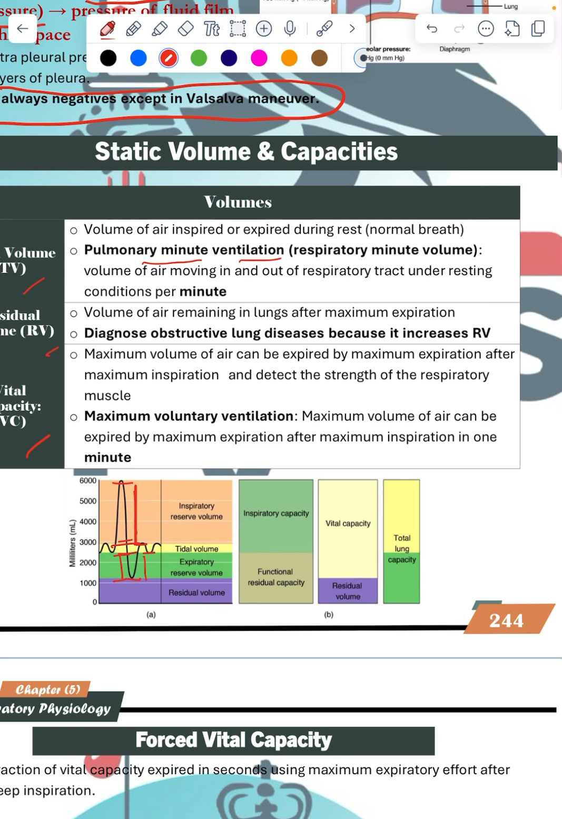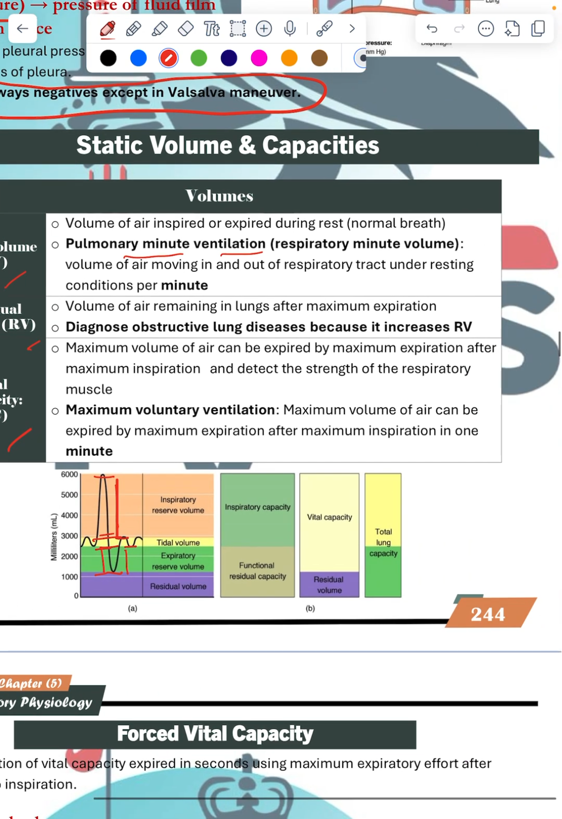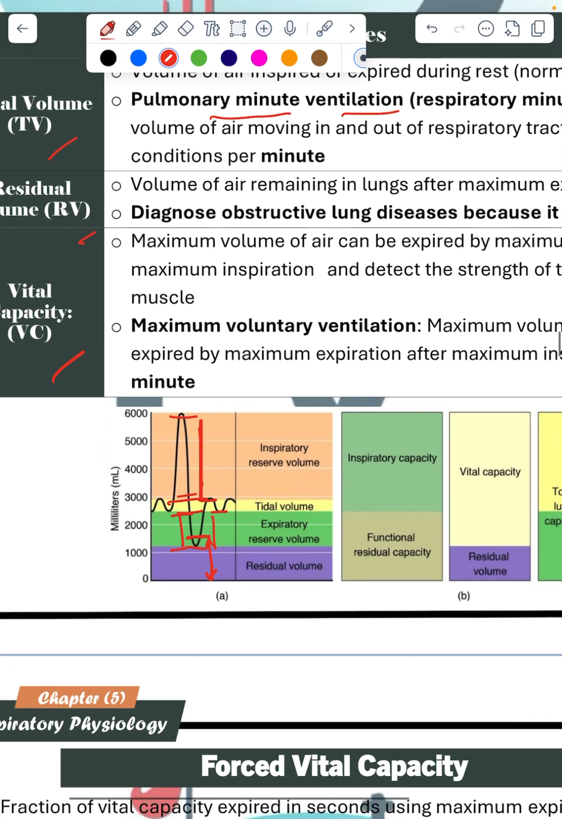It helps diagnose obstructive lung disease. Whenever there is some sort of obstruction, the residual volume is increased, because this violet color is the residual volume. A person is unable to maximally expire, so this will increase. Then vital capacity is maximum inspiration to maximum expiration. So inspiration and expiration together is vital capacity.